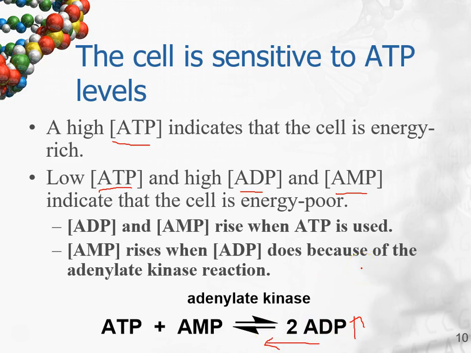So when we're trying to figure out whether an enzyme is turned on or turned off, we have to think about whether the cell is energy rich or energy poor. And if the cell is energy poor, we're going to want to turn glycolysis on, because that's going to help us produce the ATP that we need.